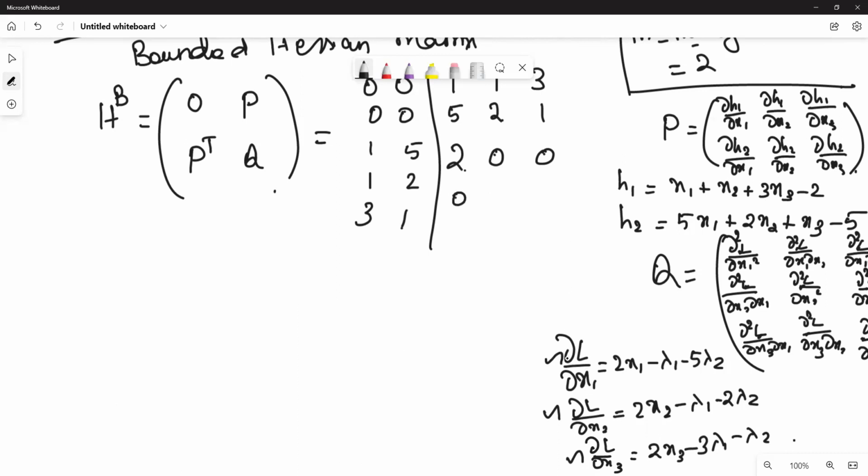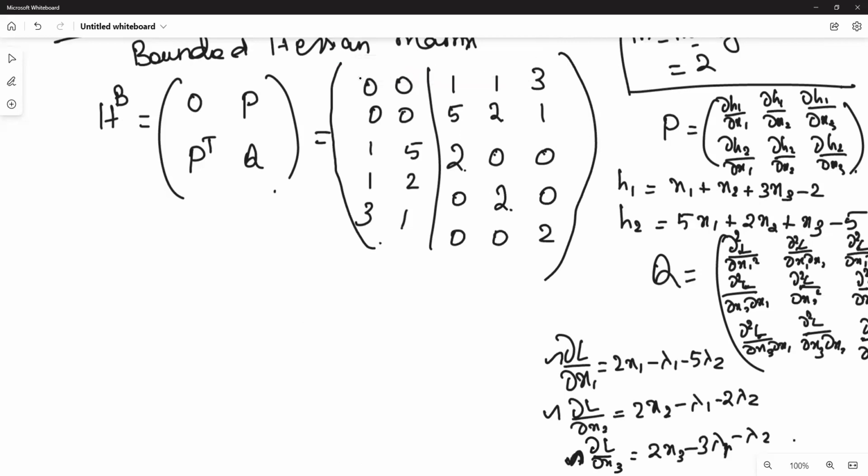∂²L/∂x2² is 2. Similarly, ∂²L/∂x2∂x3 means ∂L/∂x3, if I differentiate with respect to x2, there is no x2 here, so it will become 0. Similarly, you can find the third row also as 0, 0, 2. You can check it out. Okay, so the matrix framed here is called the bordered Hessian matrix, or in other words, bounded Hessian matrix.